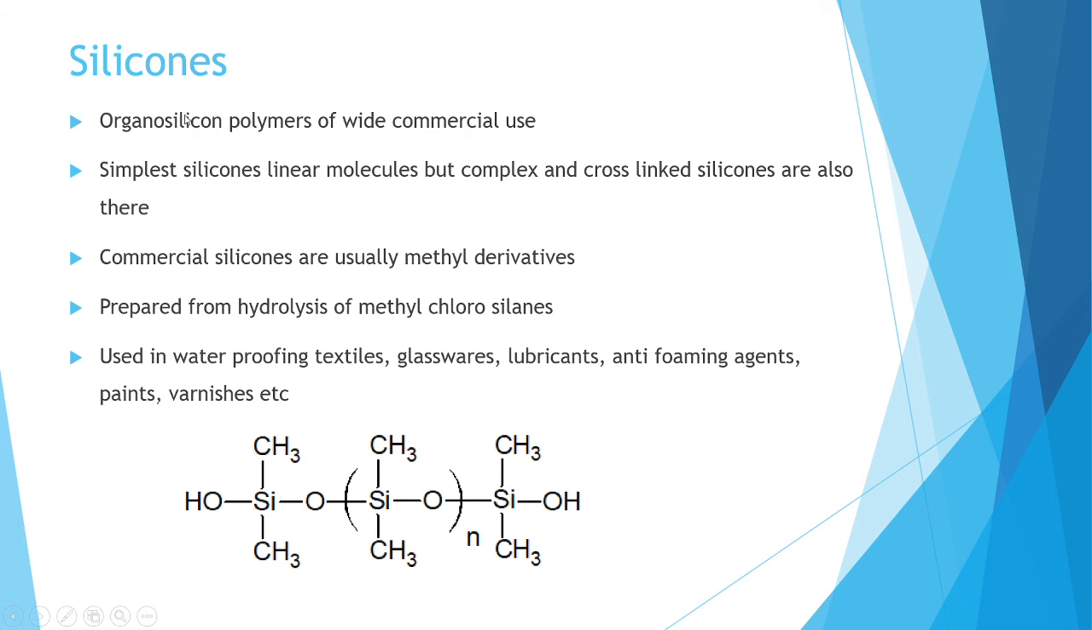And these silicones are organosilicon polymers of wide commercial use. The simplest silicones are linear molecules, but complex and cross-linked silicones are also present. And most of the commercial silicones are usually methyl derivatives. Here also methyl derivatives are there because CH3 is present here. And it is prepared by the hydrolysis of methyl chlorosilanes. This is a monomer, methyl chlorosilane. So the polymerization of methyl chlorosilanes will give silicones. And the uses are in waterproofing textiles, glasswares, lubricants, anti-foaming agents, paints, varnishes, etc.